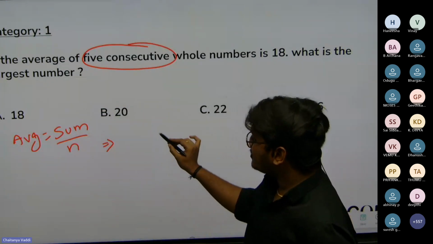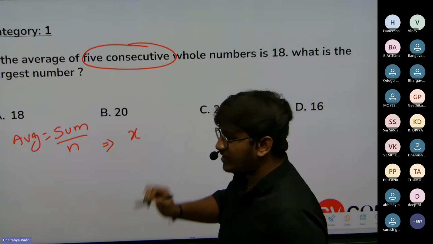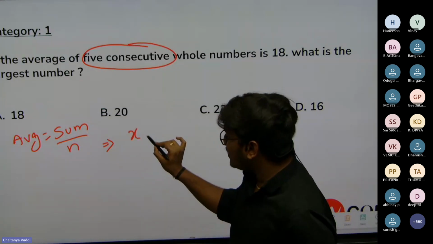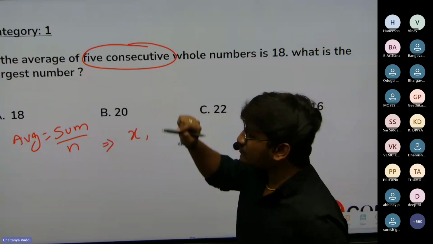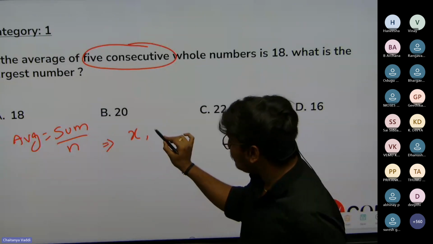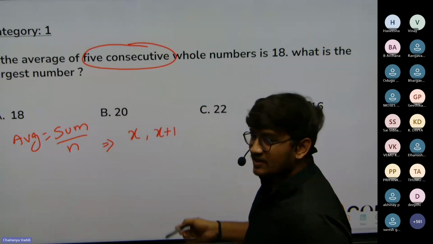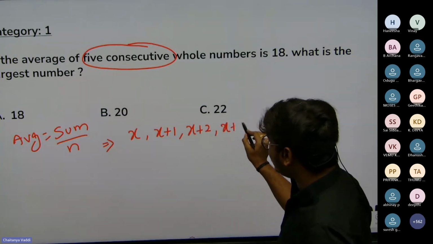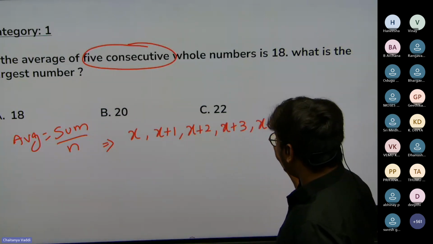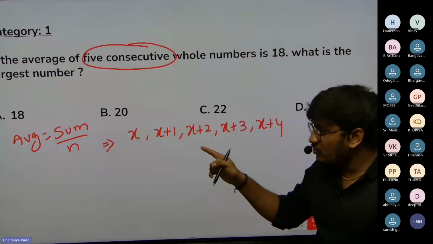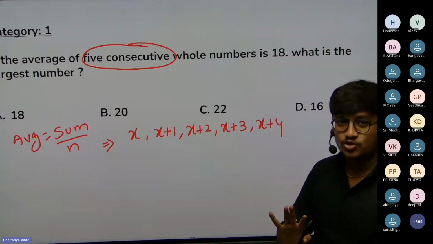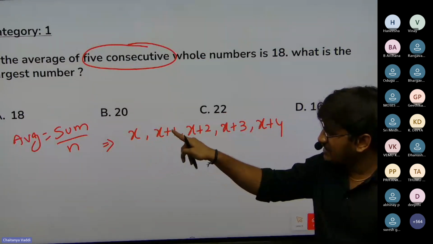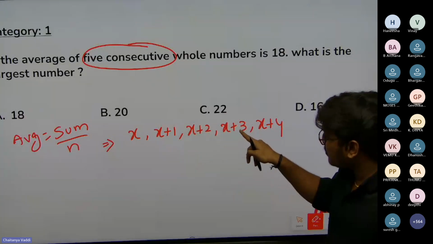So what we do is assume the first number will be X. What will be the next number? Obviously, it is consecutive, meaning adjacent numbers, so the next number will be X plus 1. What comes after that? X plus 2. Next, X plus 3. Next, X plus 4. These are the five consecutive whole numbers I'm assuming. So first one will be X, next X plus 1, X plus 2, X plus 3, X plus 4.